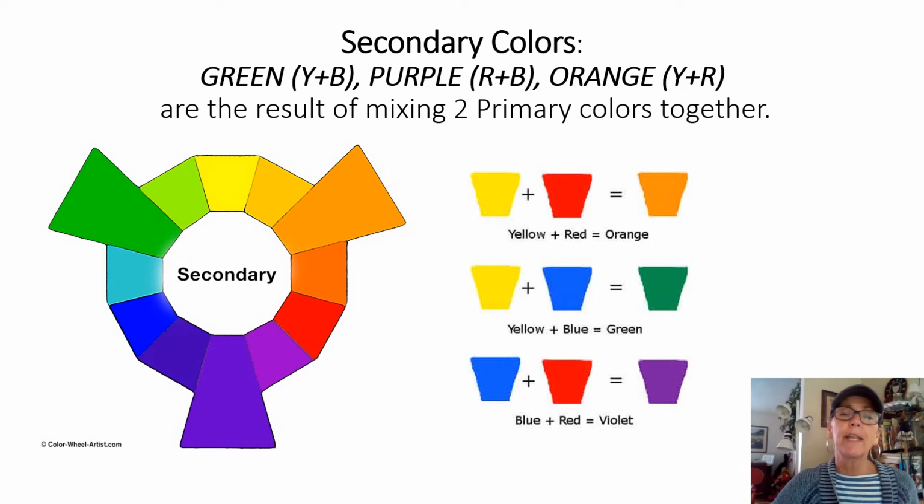Secondary colors are created by mixing 2 of your primary colors together. So of course you have yellow and red will make orange, yellow and blue will make green, and your blue and red will make violet or purple, whatever you want to call it. It's fine with me. Purple or violet, doesn't matter.